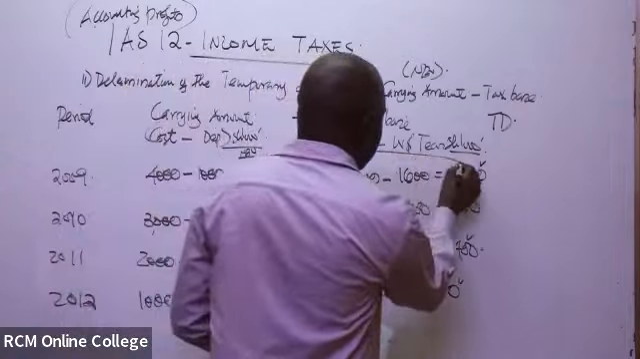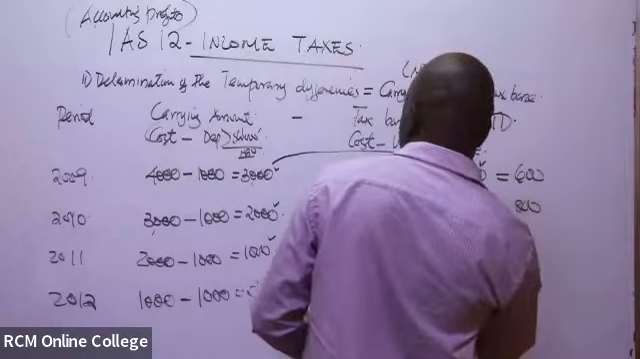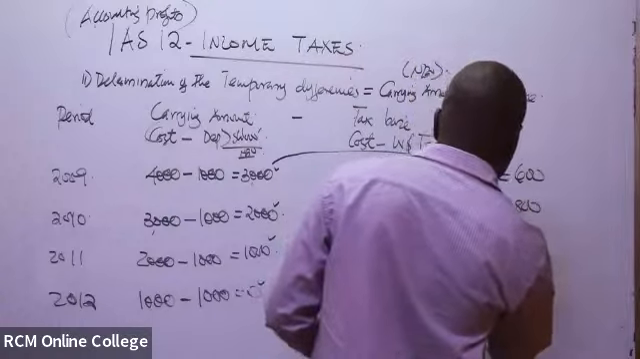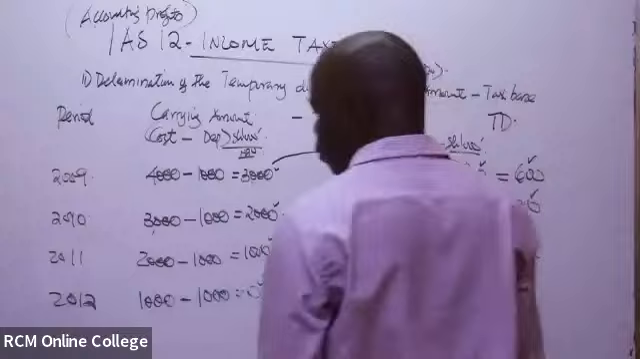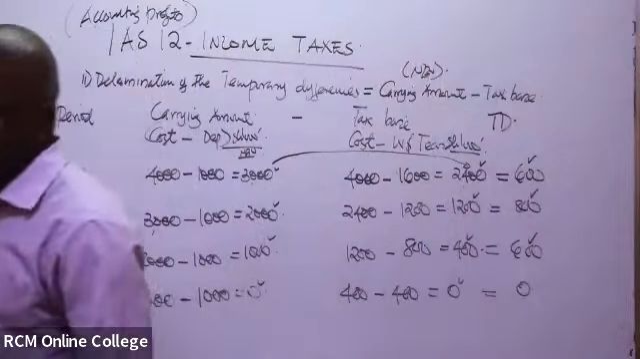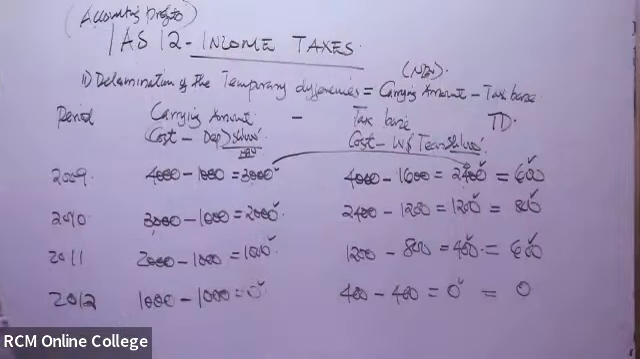I think this one will be 800. This one will be 600. This one will be 0. So the temporary difference for 2009 was actually 600, this one was 800, this one was 600, and this one was 0. So that is basically what you call the temporary difference, or the TD.